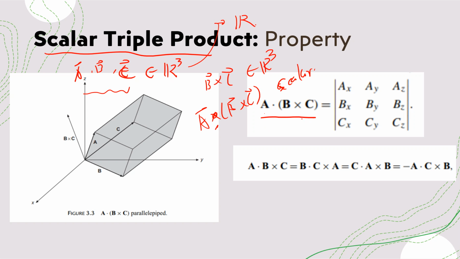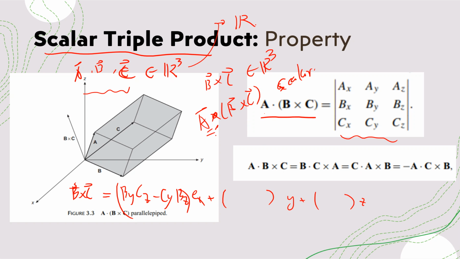Okay, so the first result is that A dot B cross C is basically this. And this is easy, right? Because one can just prove that B cross C can be written as (BYCZ minus CYBZ) X plus some factor Y plus factor Z, and then you take the inner product with A. So the first term will be this term, the second is this, the third is this. So you can just write it as the three vectors put into a determinant. Okay, so this is the determinant.